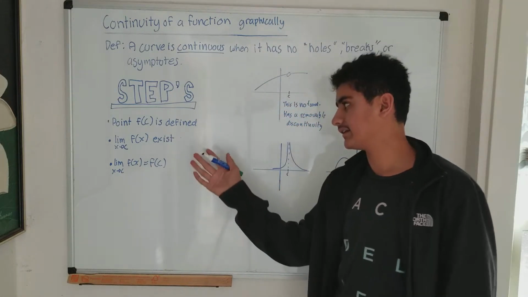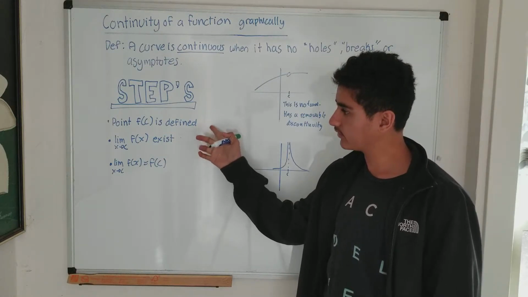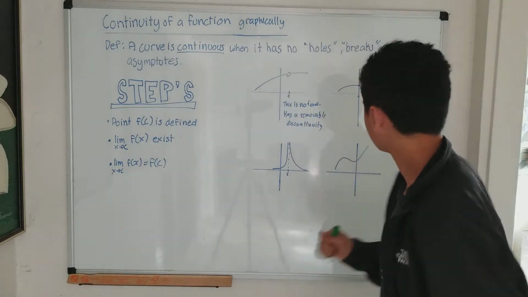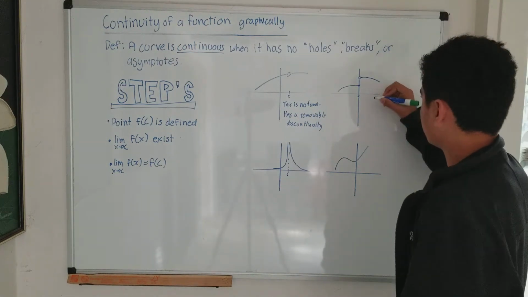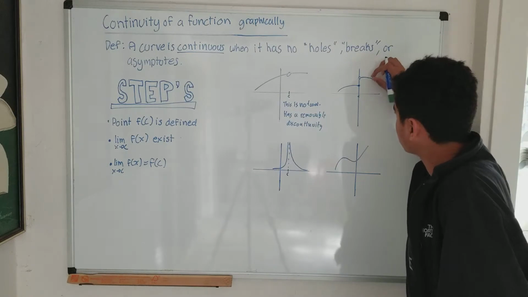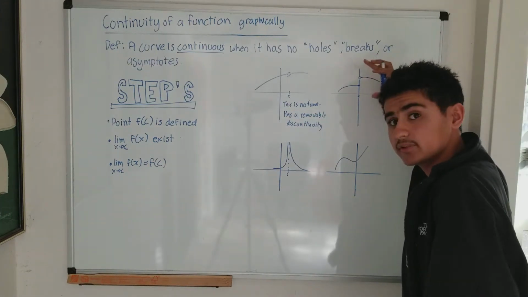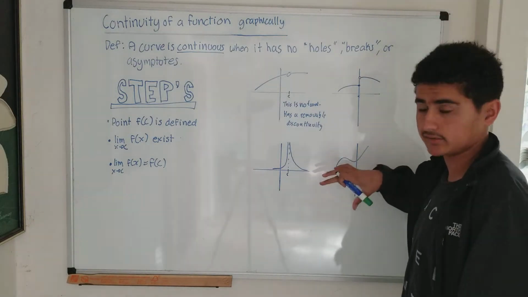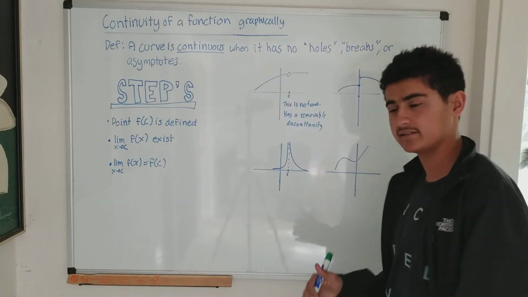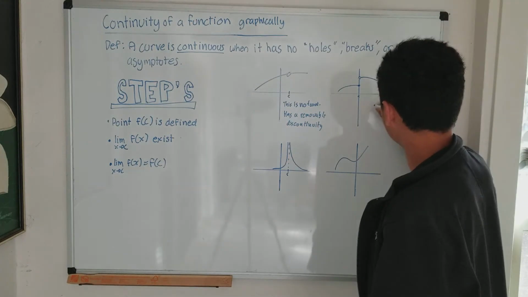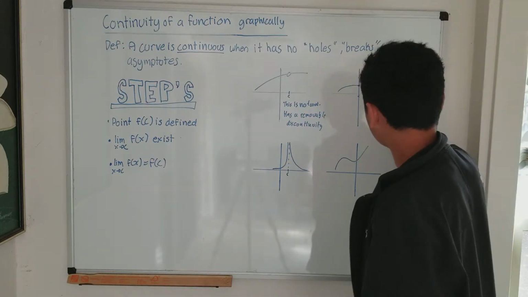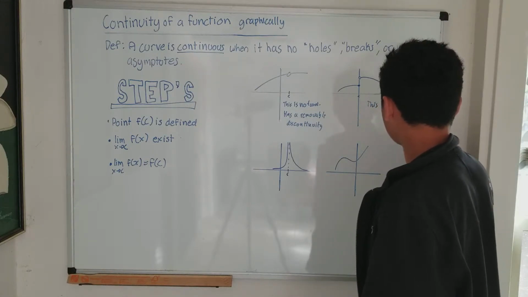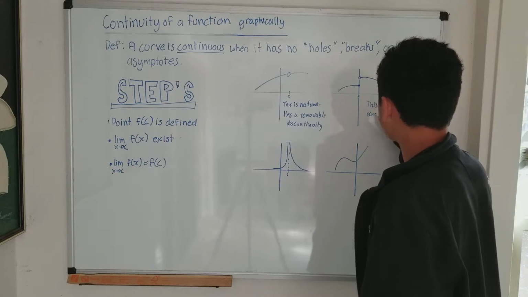And the last thing, if the point is not defined, then it cannot really exist. So this one is also a type of discontinuity, actually. It's called a jump discontinuity, because if you were to jump this up to here, it would automatically be continuous. I hope you guys understood what I'm trying to say there. I wasn't talking completely clearly, but this is also not continuous. It has a jump discontinuity.